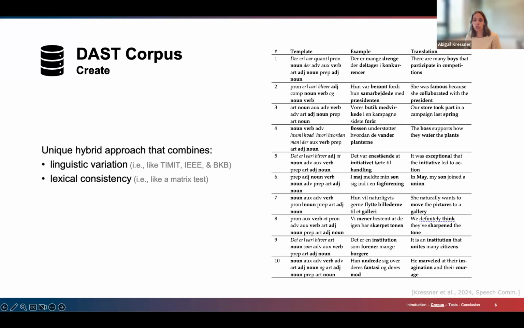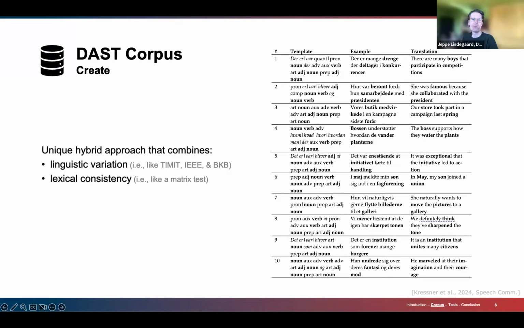This allows us to control the sentence structure while still generating linguistically varied and natural-sounding Danish. Importantly, each sentence contains 3 predefined keywords, which can be used for scoring in a test. These keywords are content words, so typically nouns, verbs, or adjectives. And these lexical words were drawn from the most frequent Danish words.